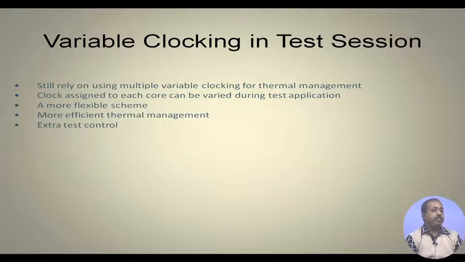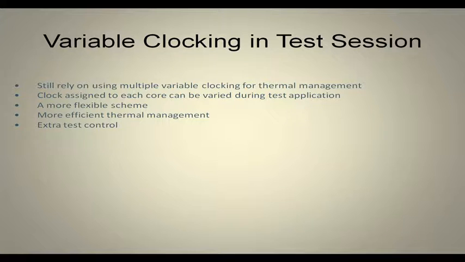So, one possibility for doing this power and thermal reduction is variable clocking in the test session. We use multiple variable clocking for thermal management, with the idea that if the clock frequency is low, power consumption will be low, and as a result the temperature of the region will also go down. It has to be done in a region-wise fashion. It is not that we just reduce the clock frequency of a single core, because it also depends on the neighbors. So, for the neighbors also we have to do the same thing.